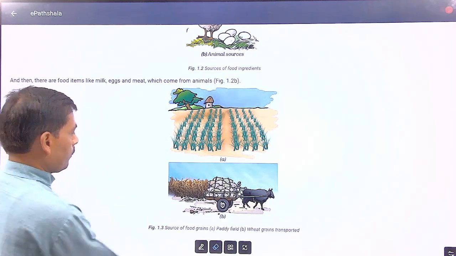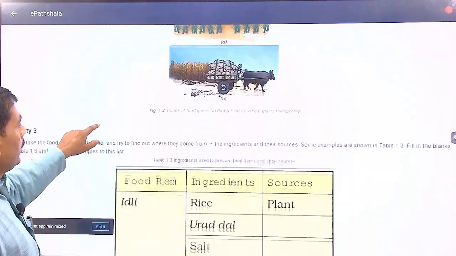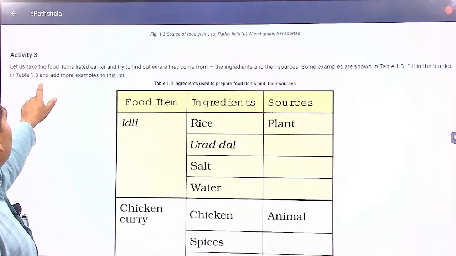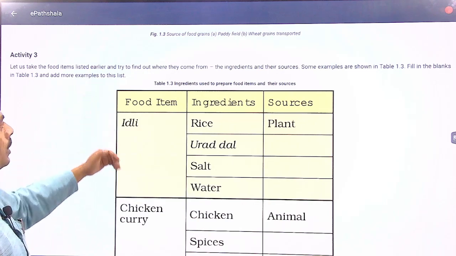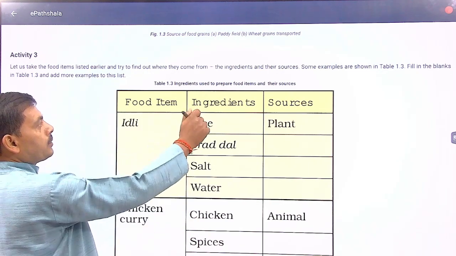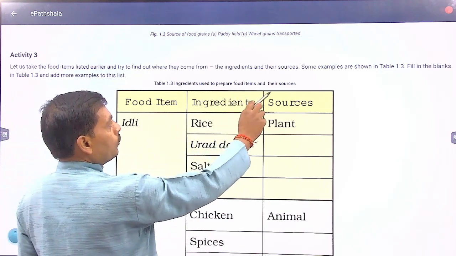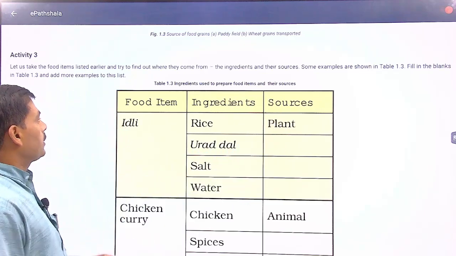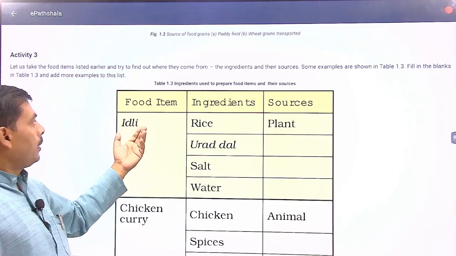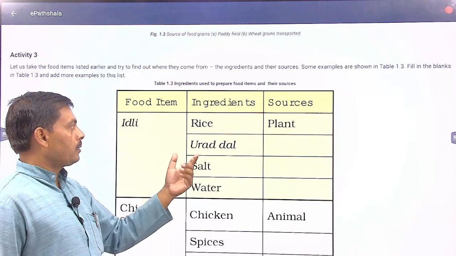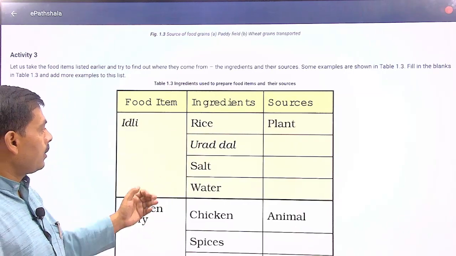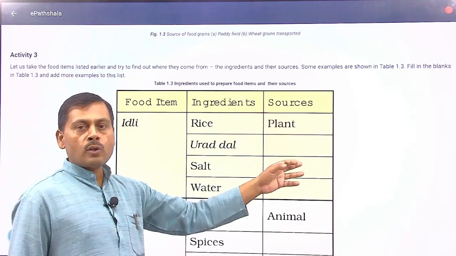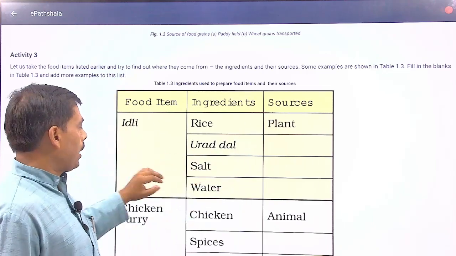Next, activity 3. Let us take the food items listed earlier, the ingredients used to prepare the food items, and their sources. Idli is a food item. Its ingredients are rice, urad dal, salt and water. The source of these is plants.